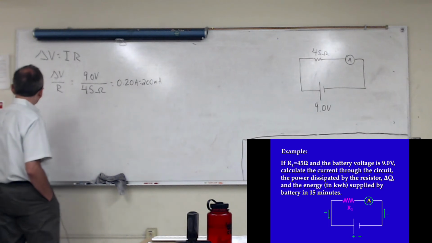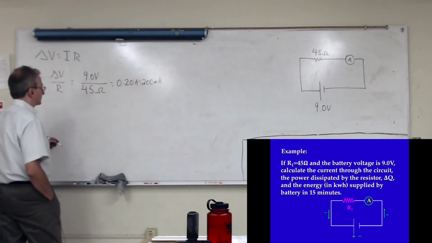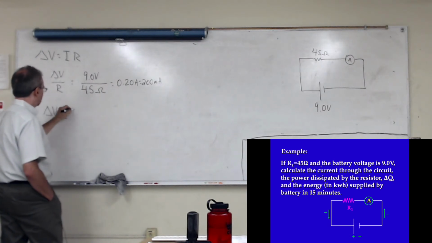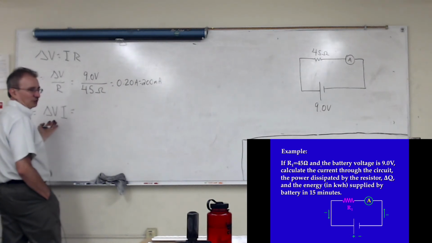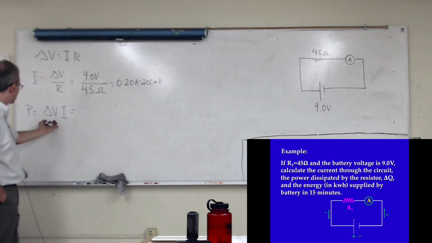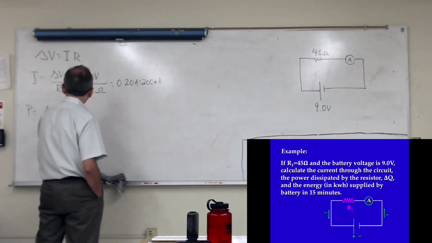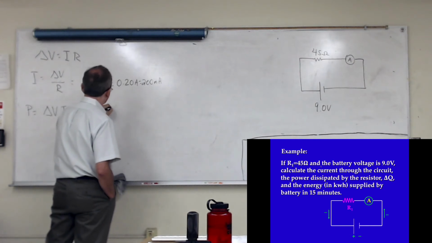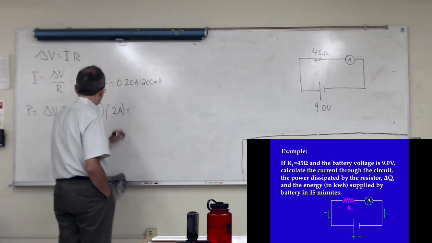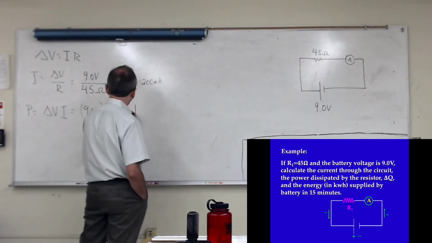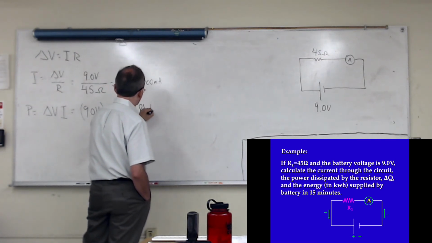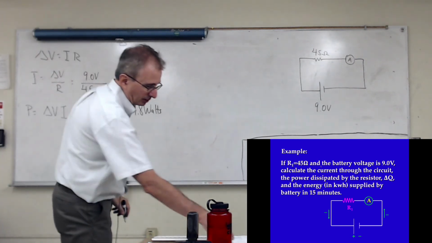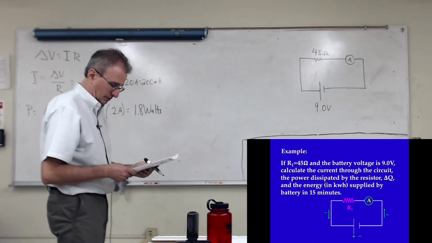The power, P, can be calculated a lot of different ways. But since I know delta V and I know I, and this is the usual form, I'm going to write P this way. So this is going to be 9 volts times 0.2 amps. What is that going to give me? 1.8 watts.